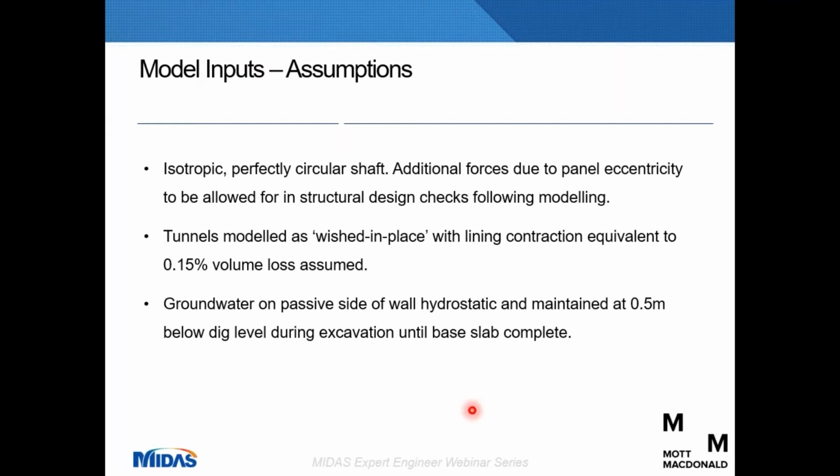The tunnels were effectively modelled as wished in place, and then a lining contraction applied to the tunnel, which equated to a 0.15% volume loss. But you'll see later on, given the way we modelled the connection between the tunnel and the primary lining, the choice of this contraction has actually negligible impact on the results, and subsequently I think we took out the volume loss element and just wished the tunnels in place because it didn't have any impact on the actual answers.